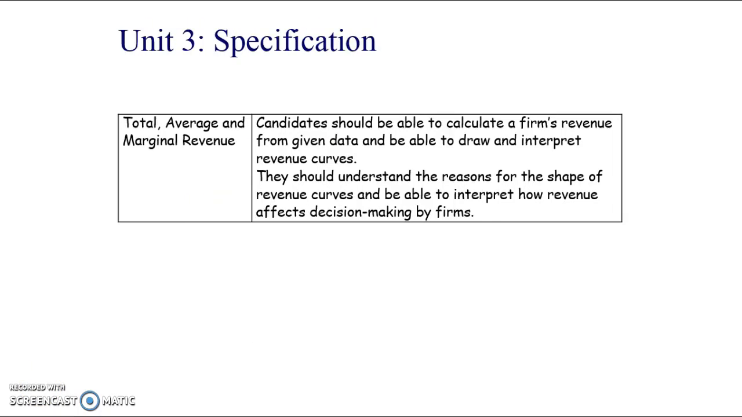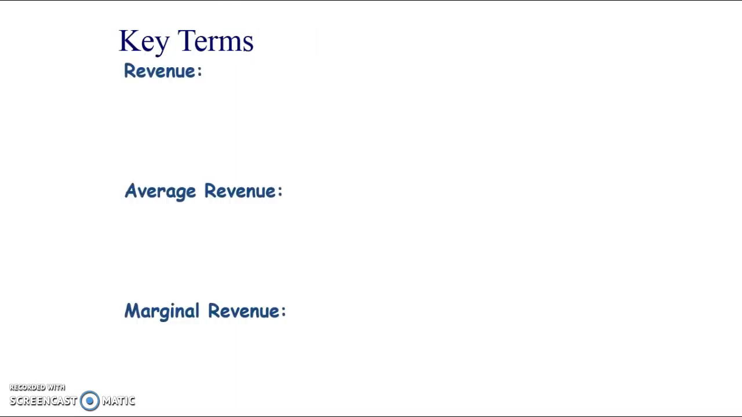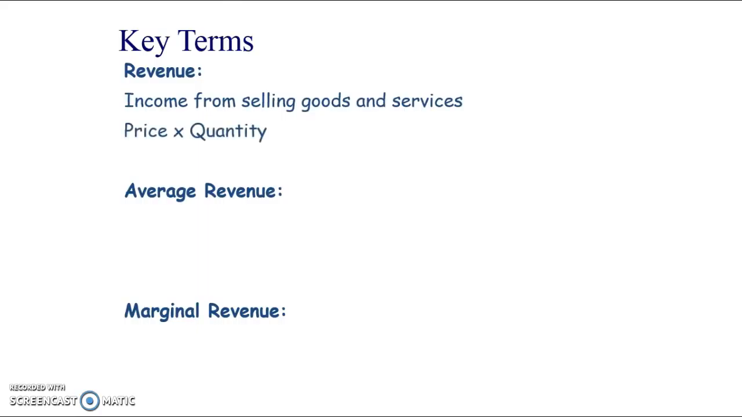Revenue, and this is a nice easy topic. You need to understand total revenue, average revenue, and marginal revenue. So some key terms. Revenue is just the income from selling goods and services, and to calculate this you just need to do price times quantity.